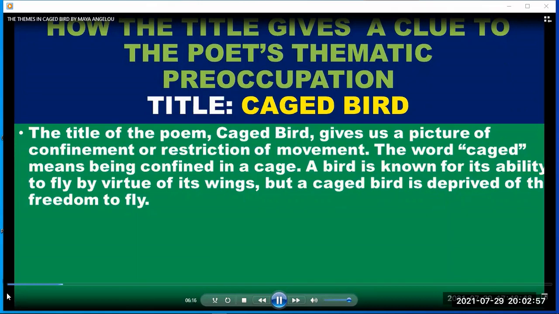First, let's look at how the title gives a clue to the poet's thematic preoccupation. All right, the title of the poem gives us a clue to what occupied the mind of Maya Angelou as she wrote the poem Caged Bird. The title of the poem Caged Bird gives us a picture of confinement or restriction of movement.